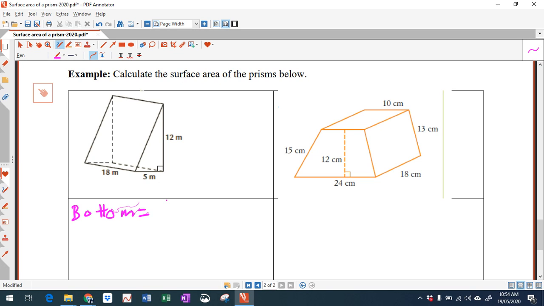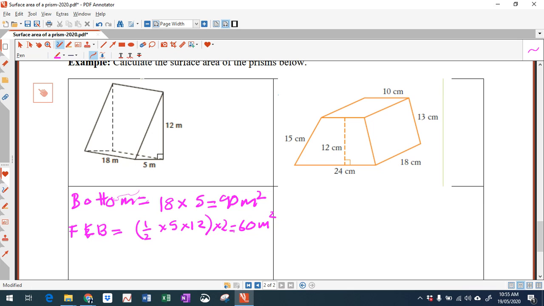Now, for my bottom, I've got 18 times 5. That's 90 meters squared. And let's do the front and back together. The front and back are triangles. So I've got a half times 5 times 12 for the front triangle. The back triangle is the same, so we're going to double that. It gives you 60 square meters.